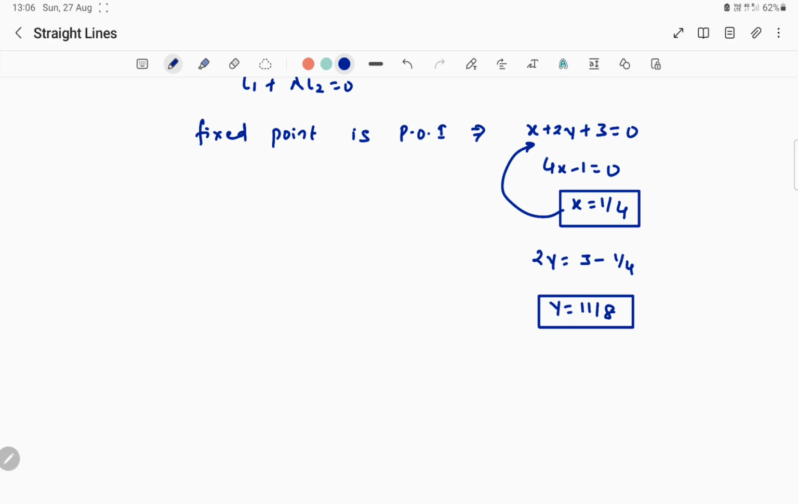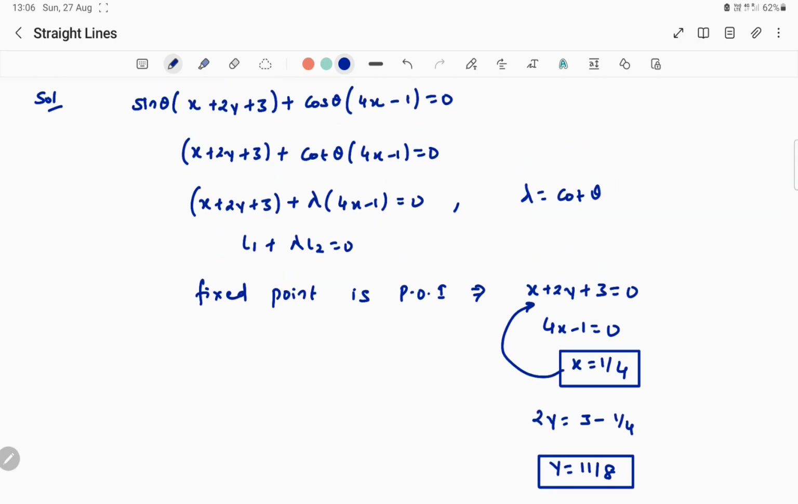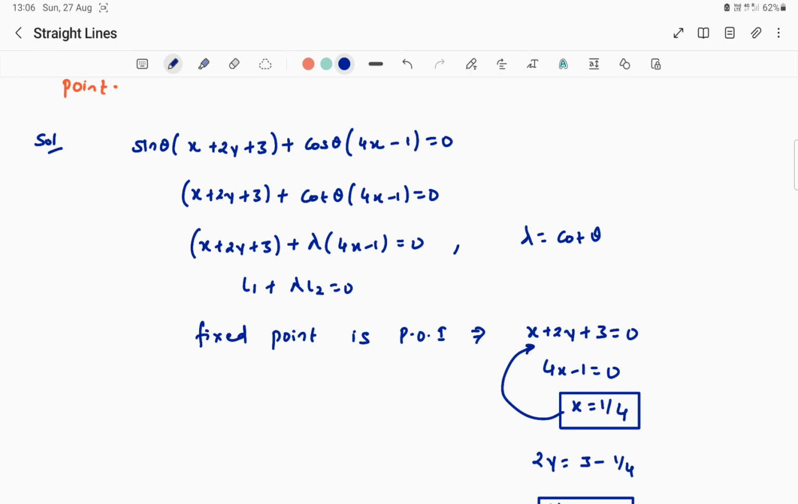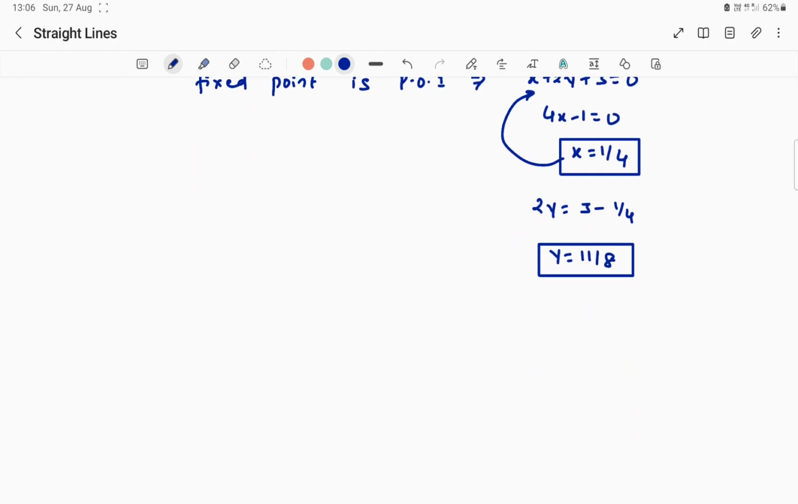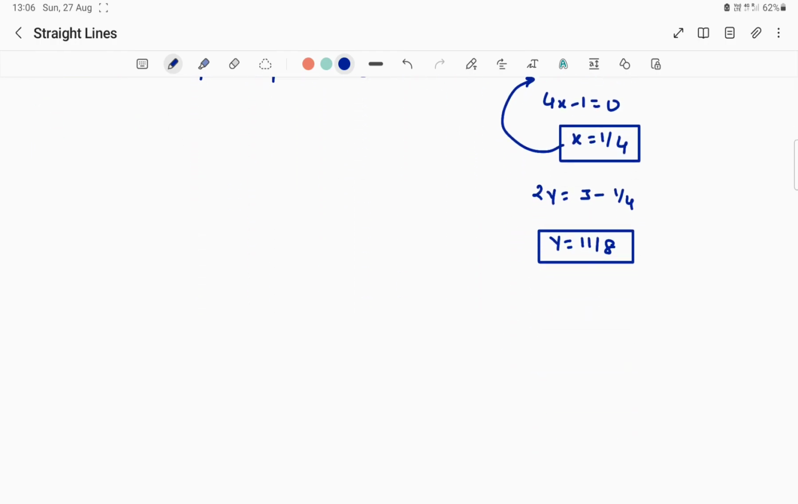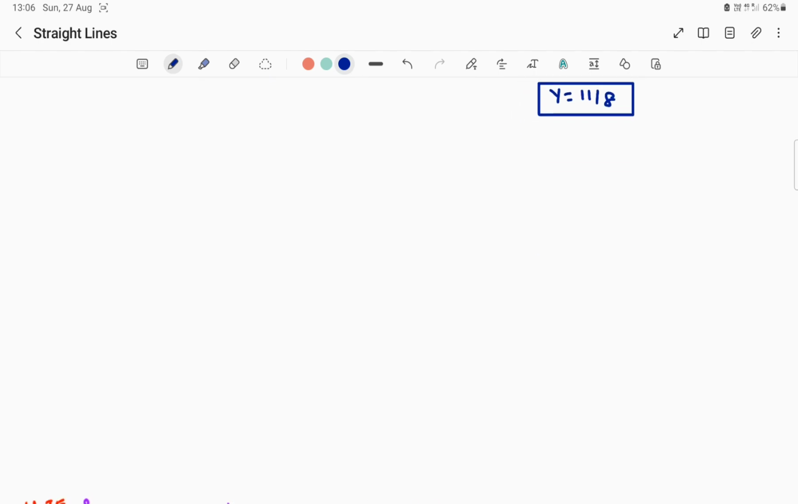It means when you substitute x equal to 1 by 4 and y equal to 11 by 8, irrespective of what the sine value is, what the cos value is, this equation will always be satisfied. So these coordinates always satisfy it. Okay, it means all these lines for different theta values are passing through those coordinates.